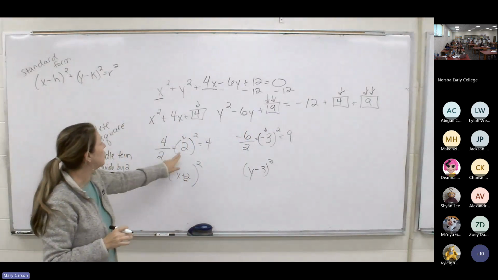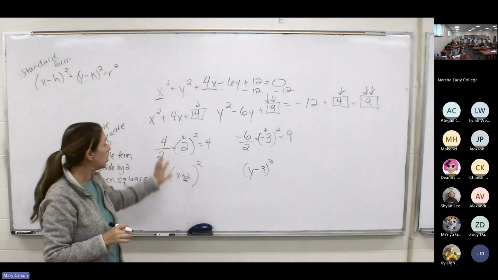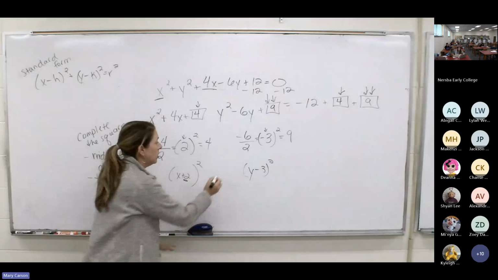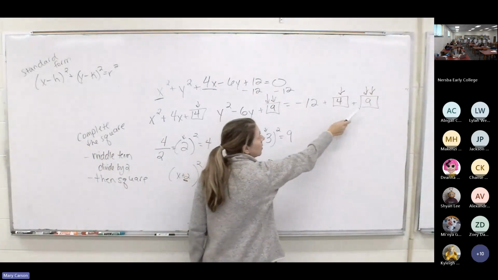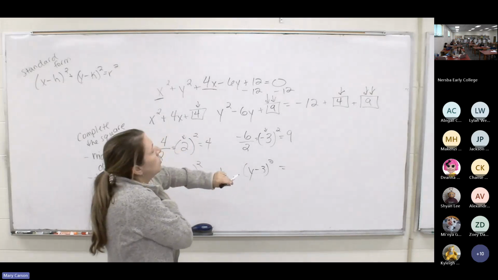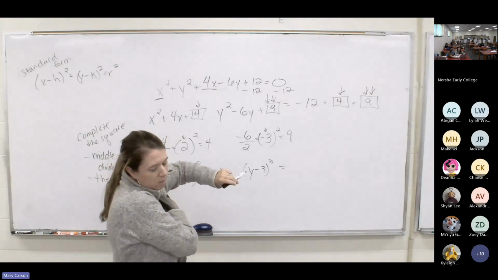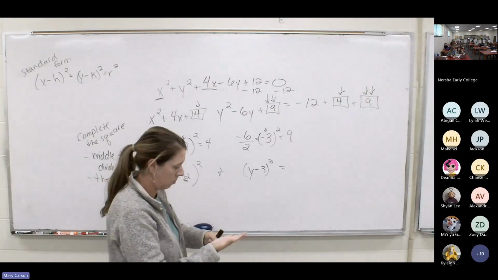Okay, same thing. 2 times 2 is going to give you 4. 2 plus 2 is going to give you 4. So I factored, and then for your R value, you add up all these numbers on that side, which is going to give us what? It's -12 plus 4 plus 9. Going to give us 1, yes.